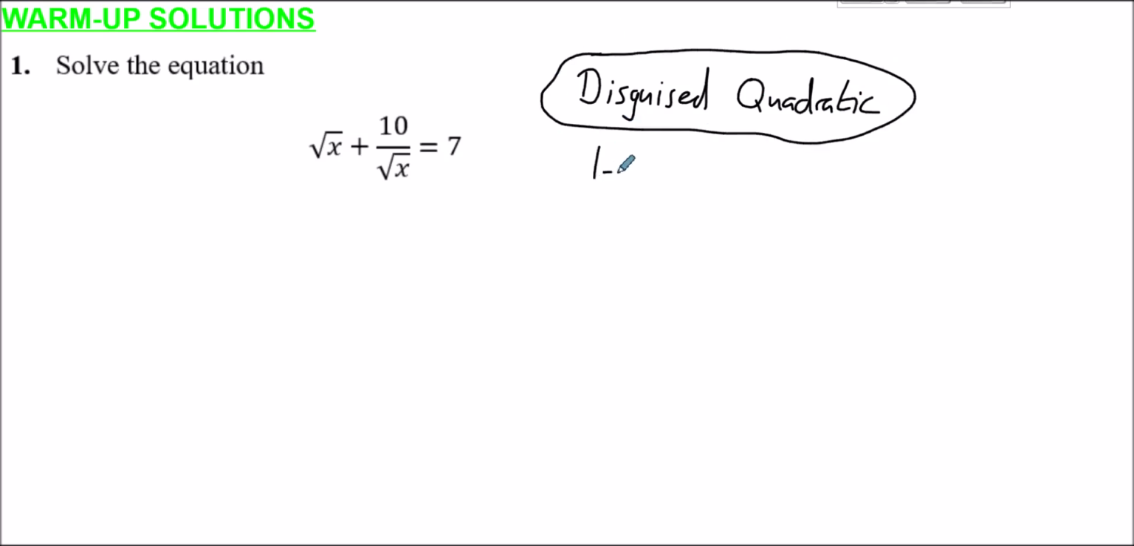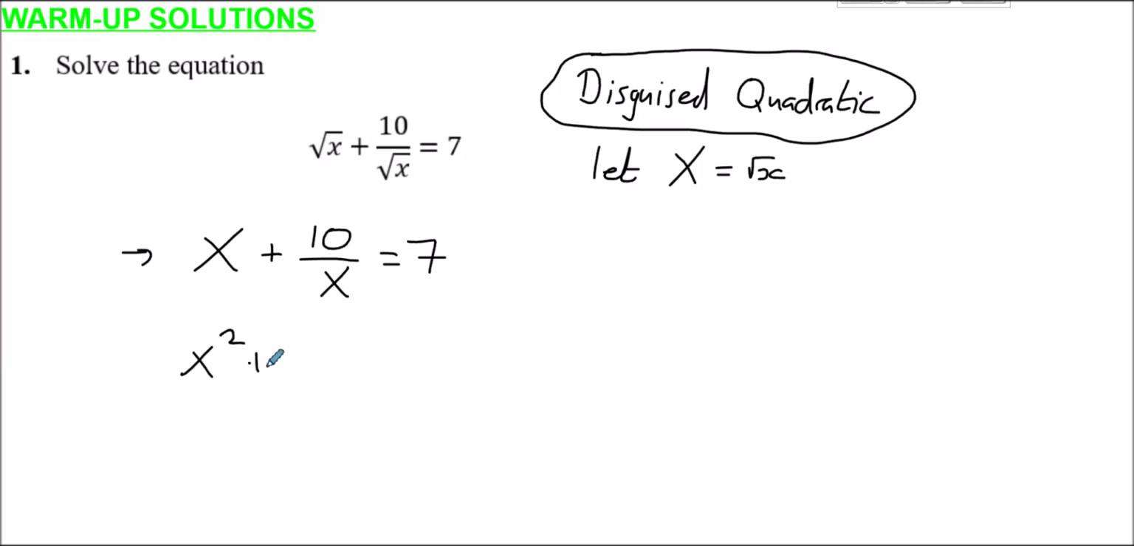So what I'd suggest is introduce big X in place of square root of x. What that gives us now is big X plus 10 over big X equals 7. Now we can manipulate this into something which we can solve. So if we multiply both sides by X, we get X squared plus 10 equals 7X. Bring all the terms onto the same side of the equation. We then have X squared minus 7 lots of big X plus 10 equals 0.